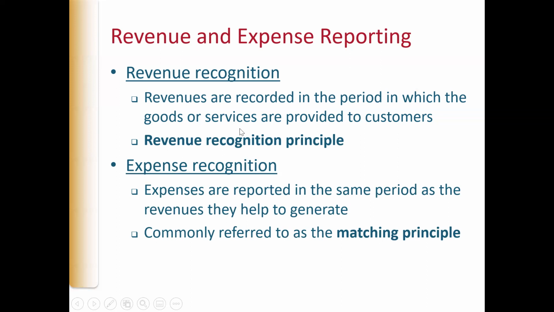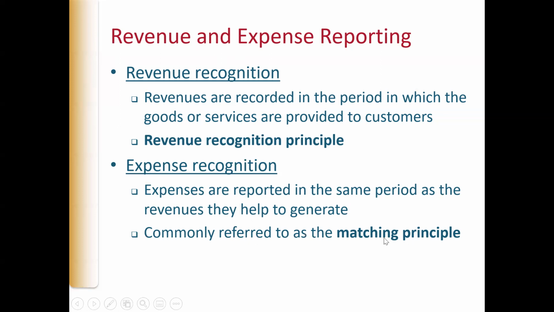The expense recognition means expenses are reported in the same period as the revenues they help to generate. That's called the matching principle. So you might see a multiple choice on revenue recognition and the matching principle.